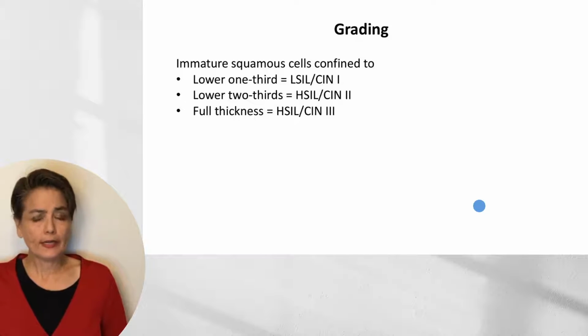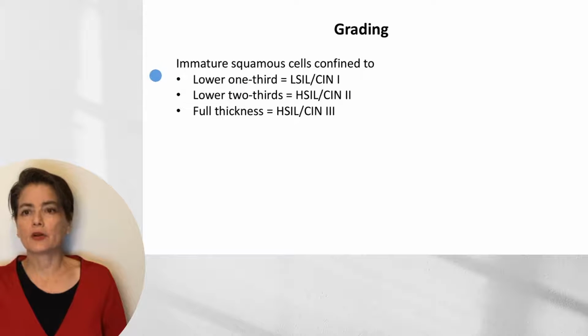So how do we grade our squamous dysplasia? It's going to depend on whether these immature squamous cells with atypia are confined to the lower third of the epithelium, which would be considered L-SIL or CIN1. The lower 2/3 will be H-SIL and CIN2, and full thickness will also be H-SIL and CIN3.